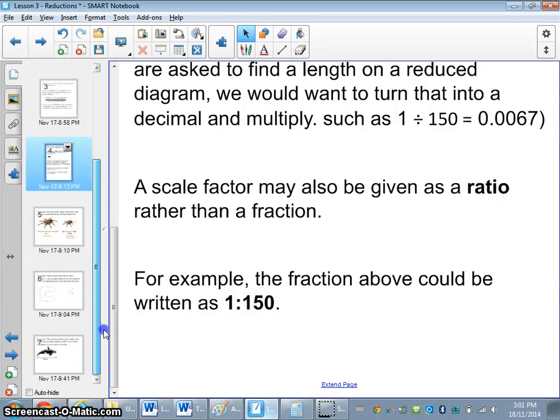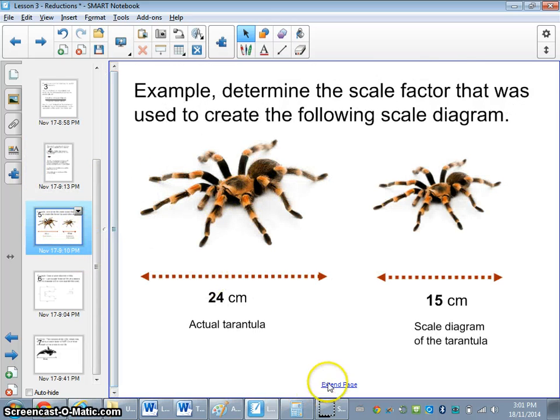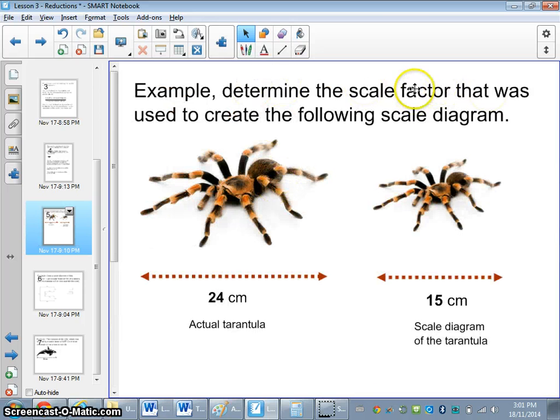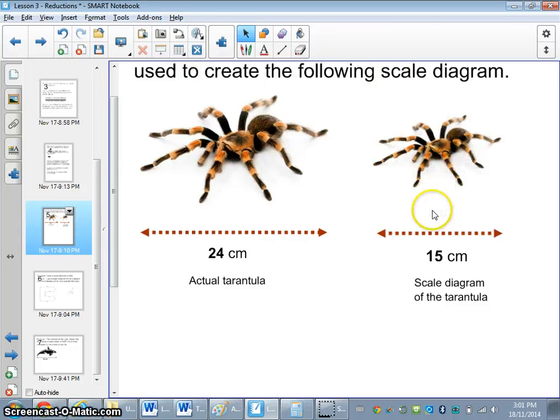So let's take a look at some examples. The first example here, spiders again. I know they're not fun to look at, but I think they look pretty cool, even though I don't like them myself. What we want to do is determine the scale factor that was used to create this scale diagram.